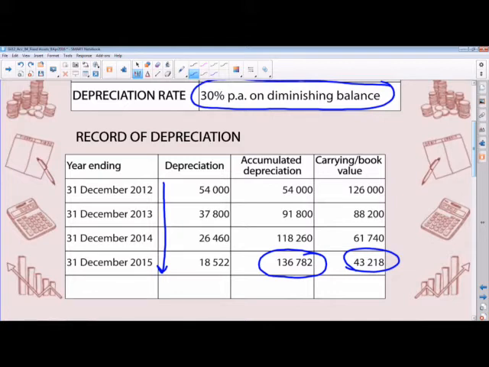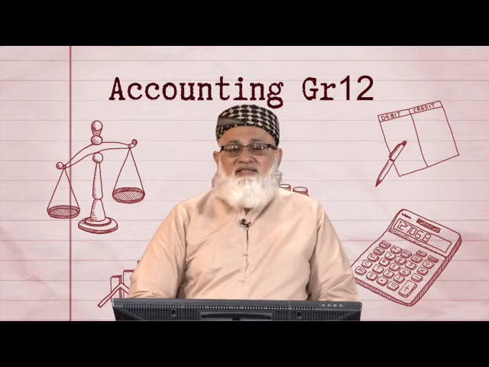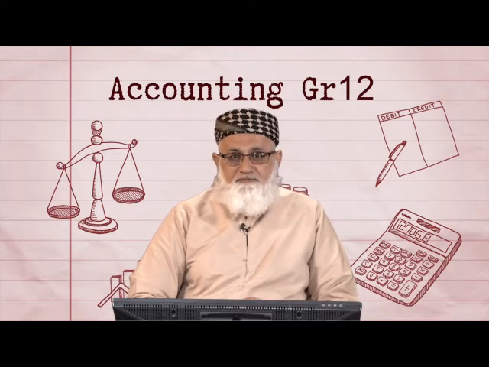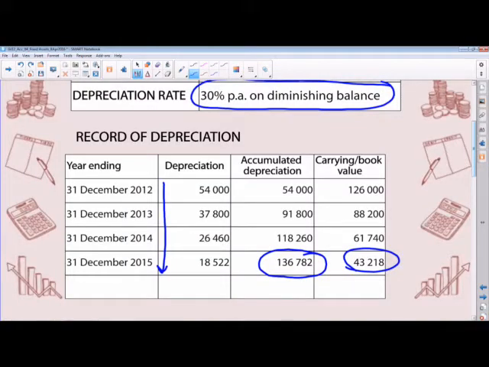Take into account that you purchased the asset for 180,000 Rand. You've depreciated this asset yearly, annually, at 30% per annum on the diminishing balance method. Now, the question arises, what do we mean by the diminishing balance method? Look at the calculation once again. Notice in year one, we wrote off depreciation to the value of 54,000 Rand based on 30% of 180,000 as the cost price. But in year two, you did not use your cost price of 180,000 Rand in order to determine your depreciation. What did you do?